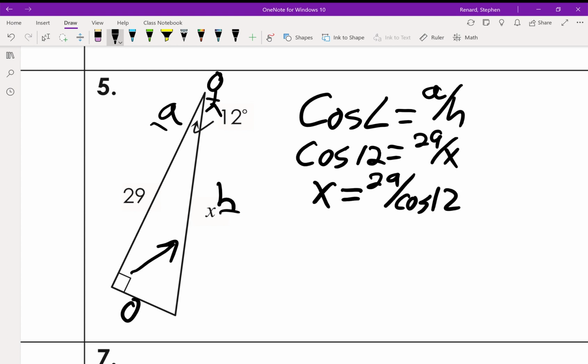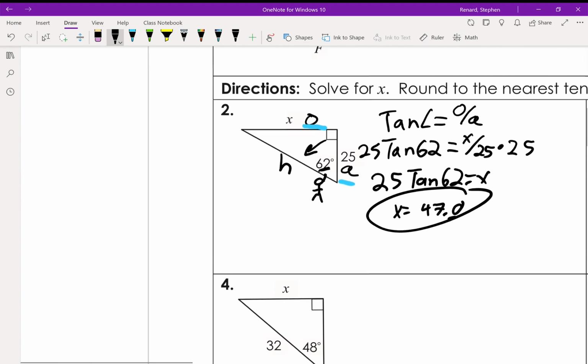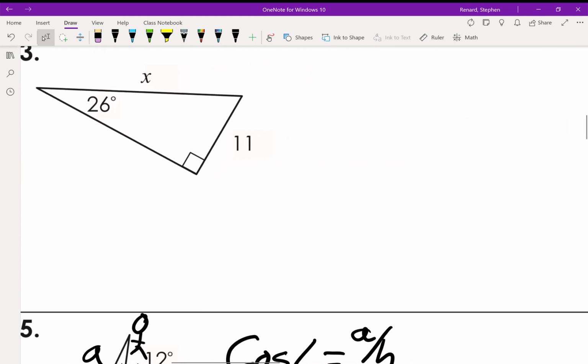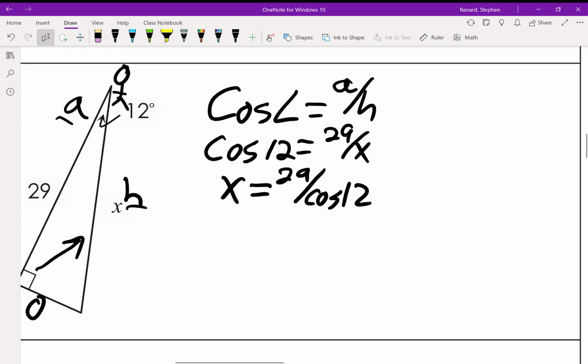So notice over here in number 2, where x was in the numerator, we went 25, that's the known side, times the tangent of 62. Here, where it's in the denominator, we go 29, the known side, divided by the trigonometric ratio, here the cosine of 12. So what we're going to do is we're going to go 29 divided by the cosine of 12 equals, and we get 29.64. Again, we're rounding to the nearest tenth, so we're just going to go 29.6.